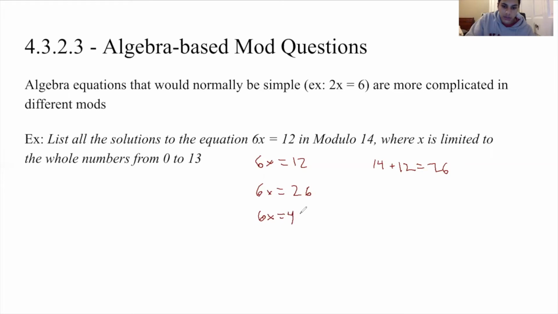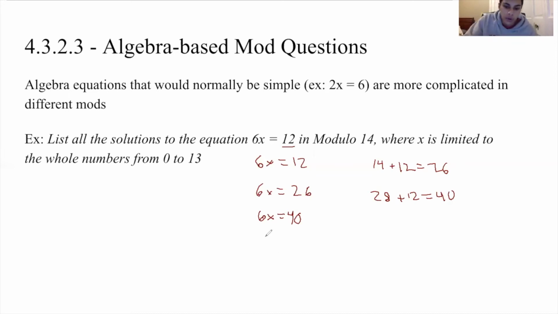6x could also simplify to 40, because the next multiple of 14 is 28, and if we add 12 to that, that gets us to 40. If you simplify 40 in mod 14, that also gets you a remainder of 12. So this is the method to go about finding what these values are. You need to figure out what it could be equal to before it gets simplified into that mod.